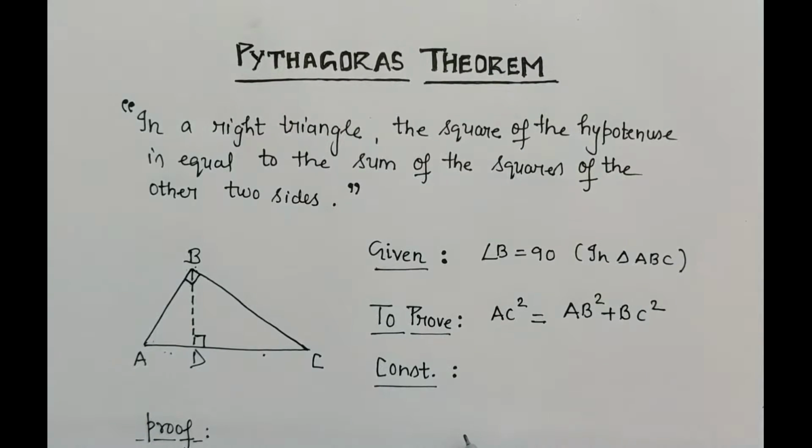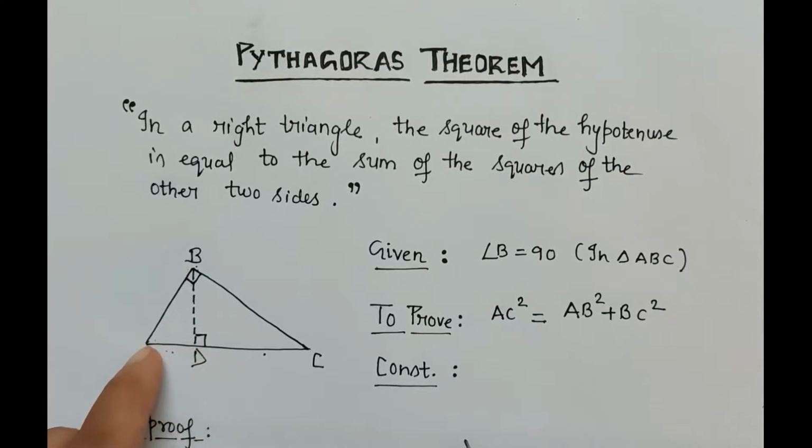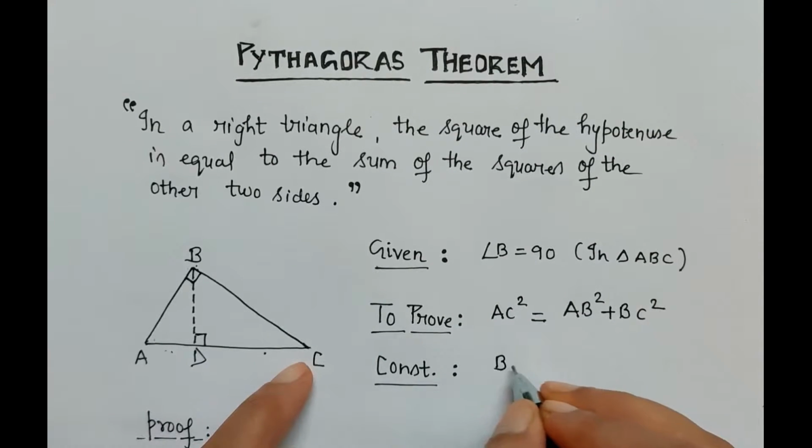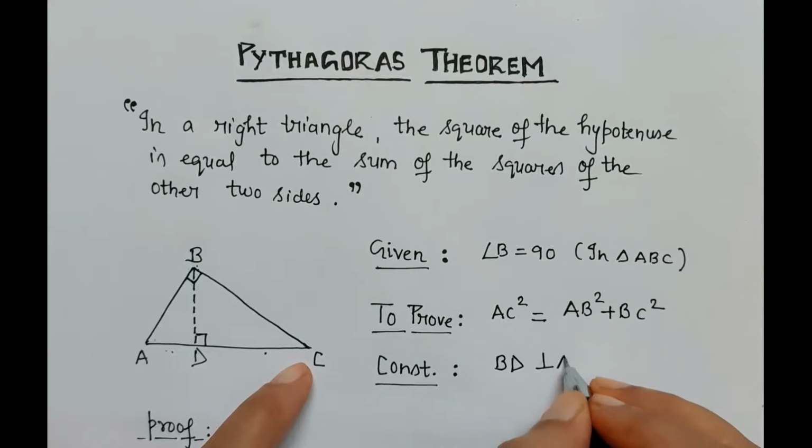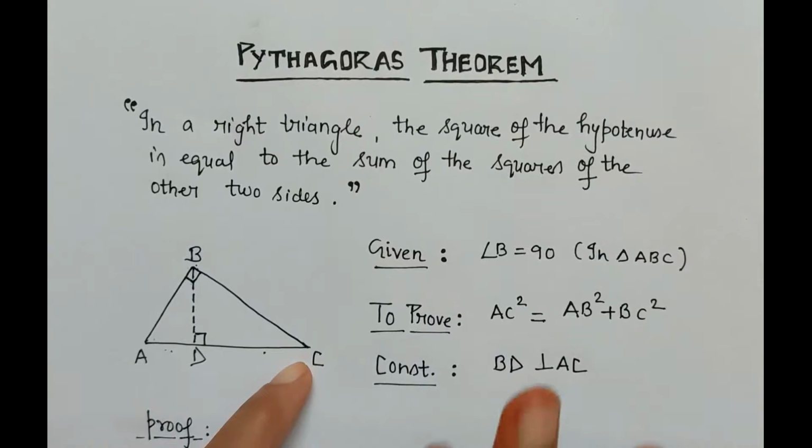And as we know, for proving any theorem we need to do some construction. So here what we have done is we have constructed BD perpendicular to AC. So let's write that also, BD perpendicular to AC. Now let's start proving it.